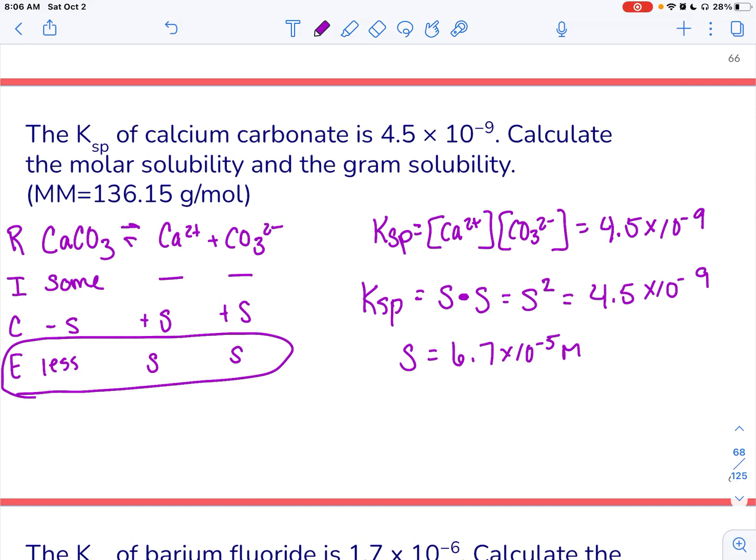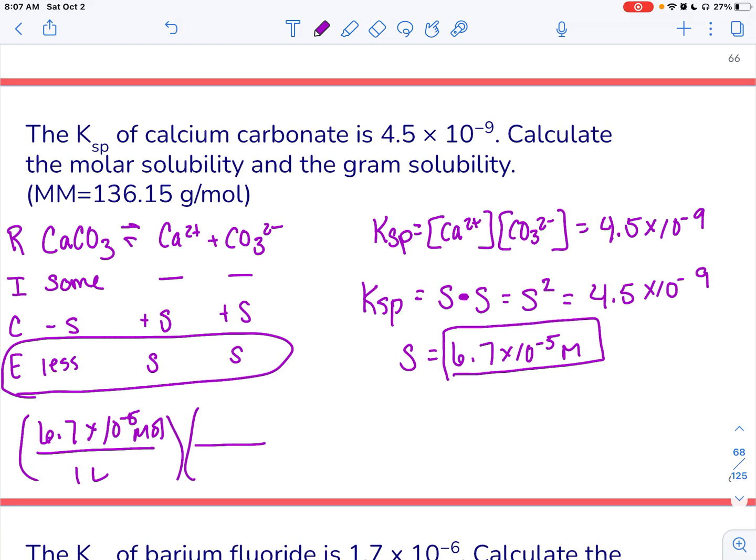So the molar solubility is this. Okay, and you know that because I put a capital M after it. To find the gram solubility, you just do what we did last time. You just take that, and remember molar solubility is moles per liter. So I'm just going to write our molar solubility as moles per 1 liter.